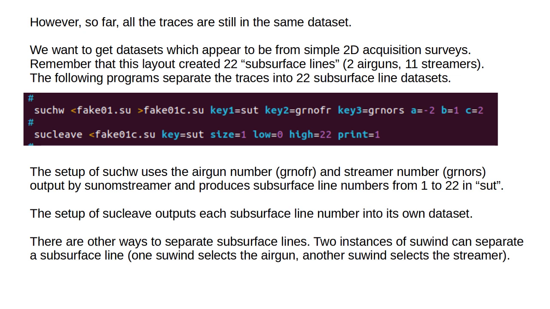A simpler SU change header word computation can be set up. Just multiply the gun number by the streamer number. But the computation seen here results in subsurface line numbers that are sequential from one side of the boat to the other. The SU cleave program may be unfamiliar to you, but its function is quite simple. You might look at examples in Demos Geom 3D for SU cleave and also examples for program SU braid.